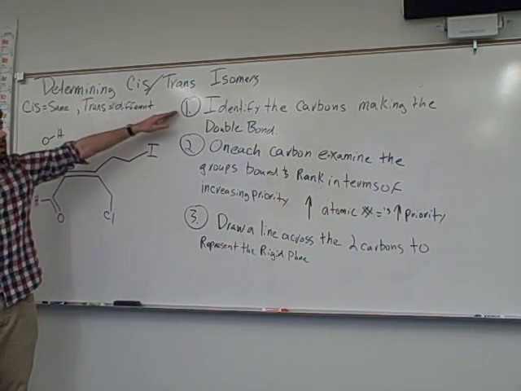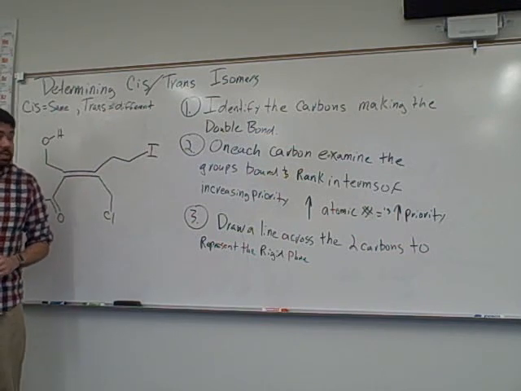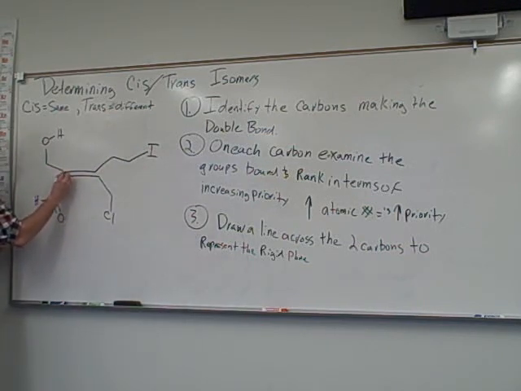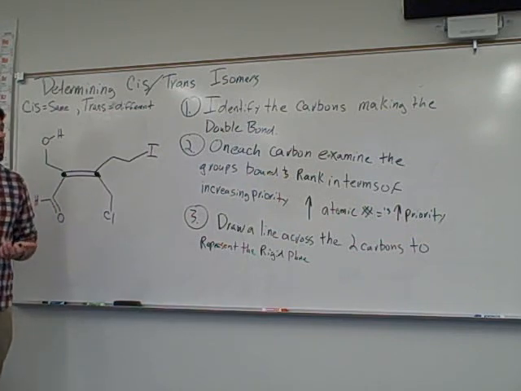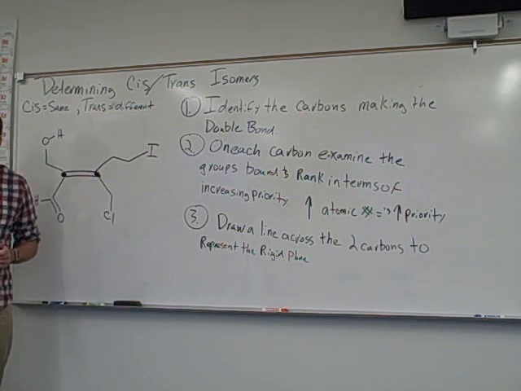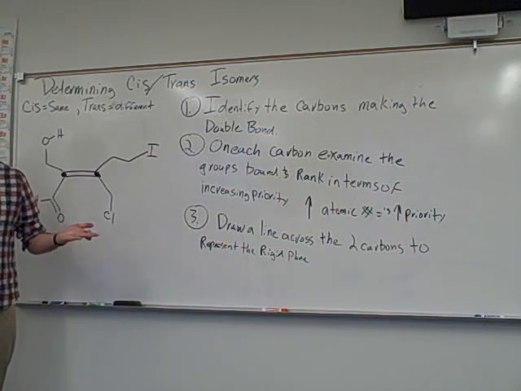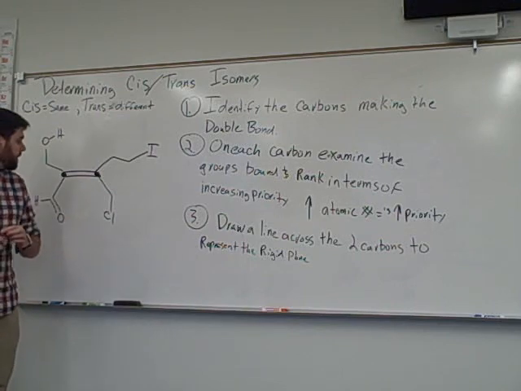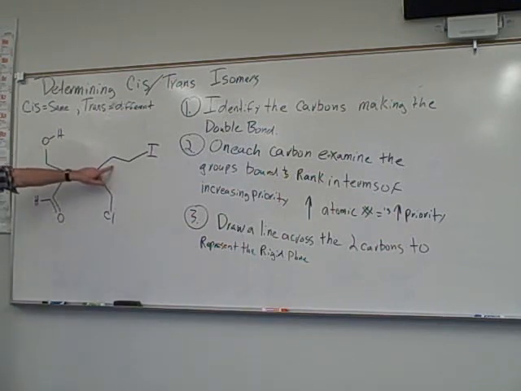So again, following our algorithm, let's identify the carbons making the double bond. Right here and right here. And now, on each carbon, we're going to examine the groups bound to determine a priority using the Cahn-Ingold-Prelog system, which essentially asks us which one has the higher atomic number. Okay, so let's start on the right this time.